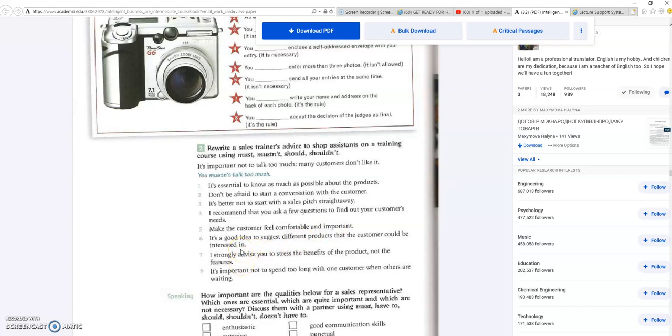So I strongly advise has more oomph, has more punch than good idea. So if it's strong, it's must or mustn't. If it's not so strong and more of a suggestion, then you go with should or shouldn't. That's the takeaway of this.